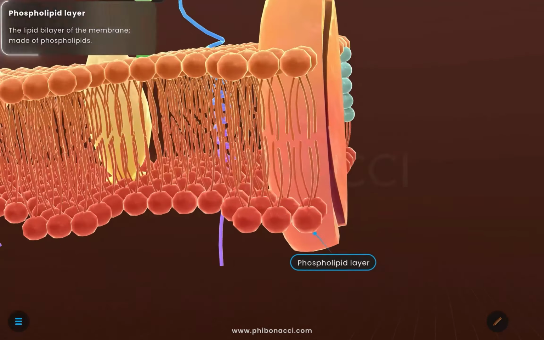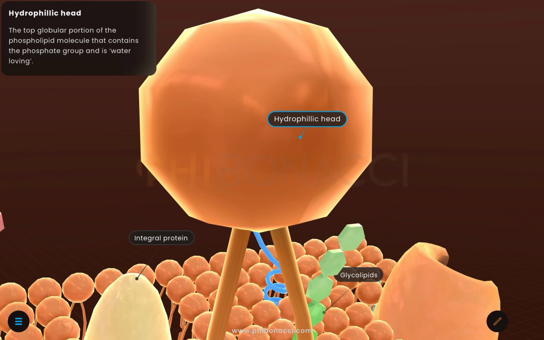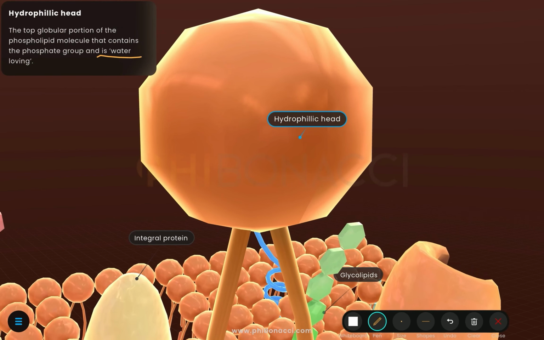Now phospholipids have a specific structure. They basically have a hydrophilic head, as you can see here, and a hydrophobic tail. Let's check out what this hydrophilic head and hydrophobic tail mean. If you have a look at the hydrophilic head, you'll see it is a globular portion of the phospholipid molecule, and being hydrophilic, it is water loving, so it has an affinity for water molecules, right?